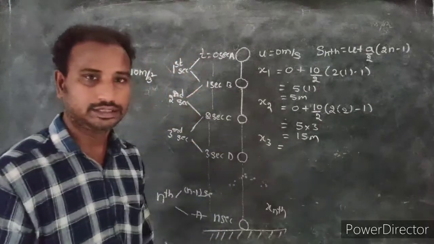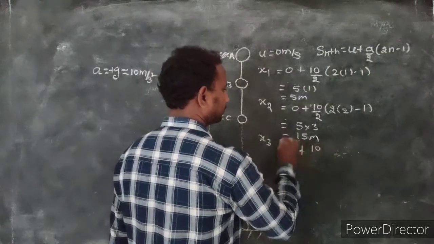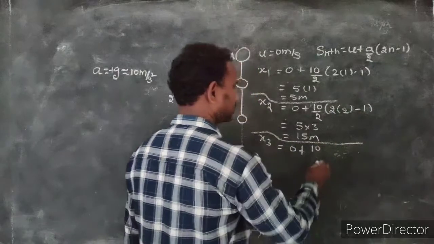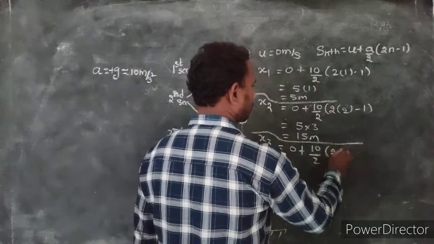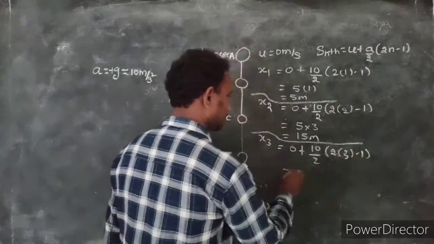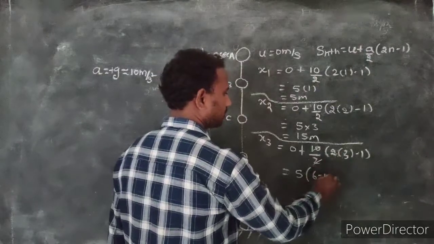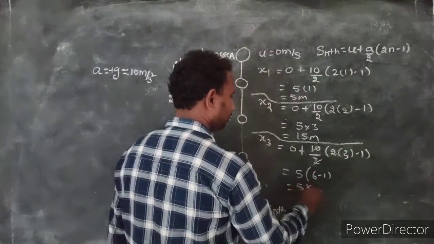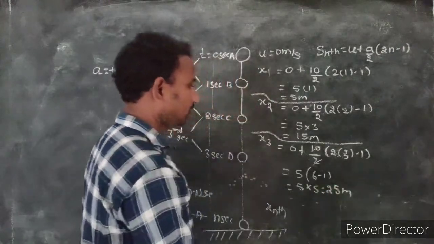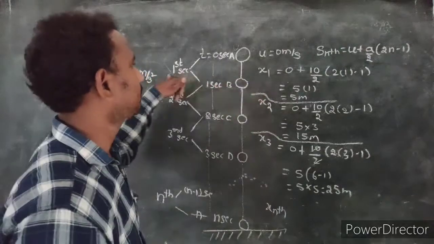we have to find out that displacement. So initial velocity how much? 0 plus 10 by 2, into 2 into 3 minus 1. So just to simplify, 10 by 2 is 5, into 2 threes are 6 minus 1, that is equal to 5 into 5, that is equal to how much? 45 meters.